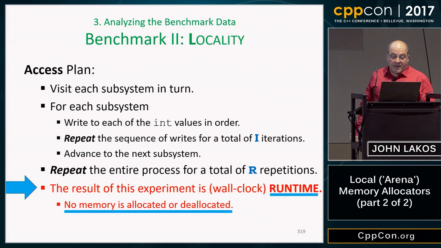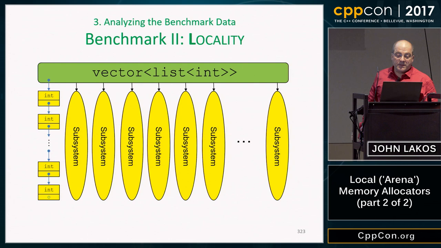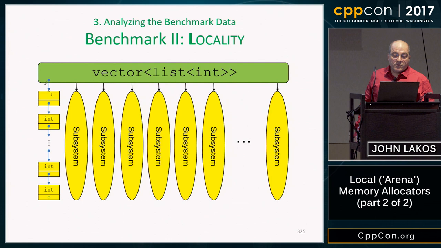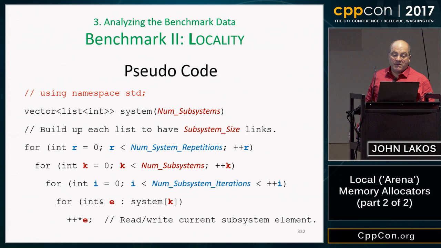Wall clock time. Okay. So the pseudocode is, I'm going to create this vector. Here it is. And we're going to build up a list. And then we're going to tweak the little guy that we tweak. And then we're building it up. So this is for each of those. We're going to do it for each one in the series. And then we're going to do it this many iterations, which is 2. And then we're going to repeat it: of the k systems, we're going to repeat that r times. There, I got that right.